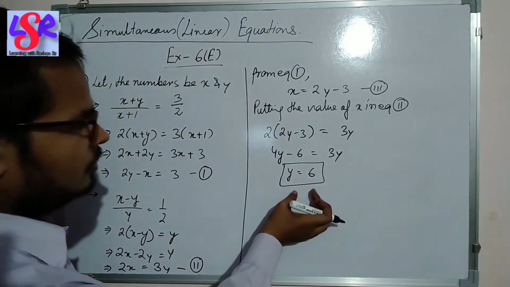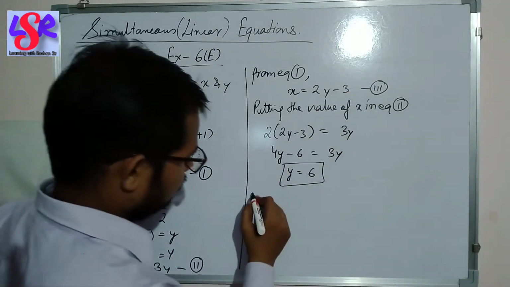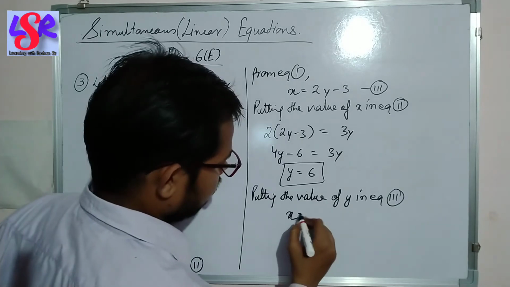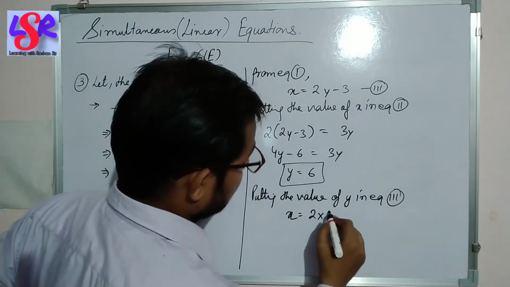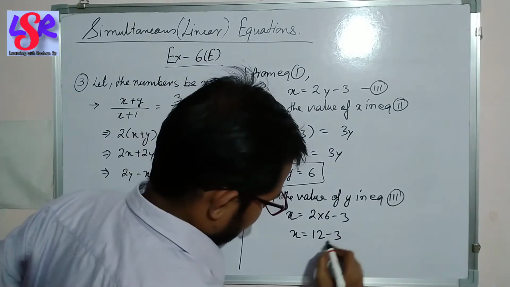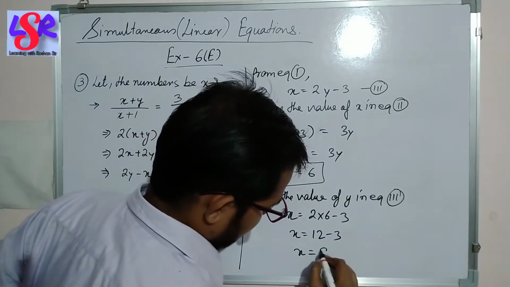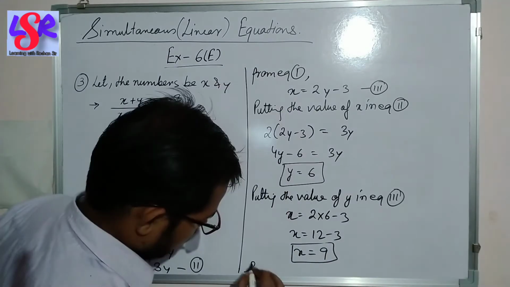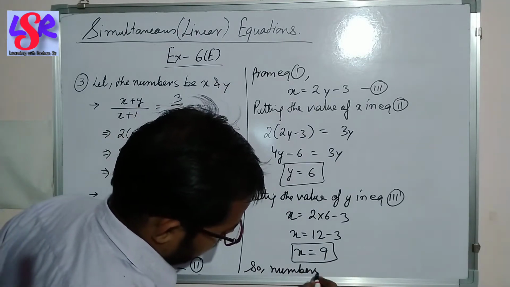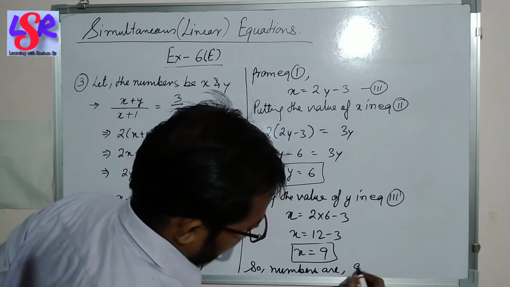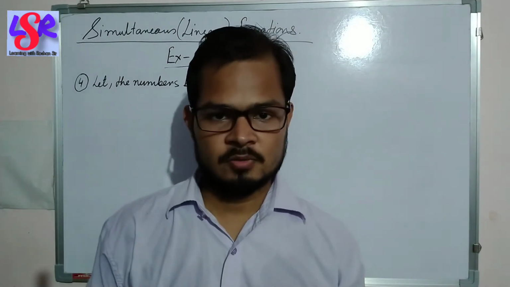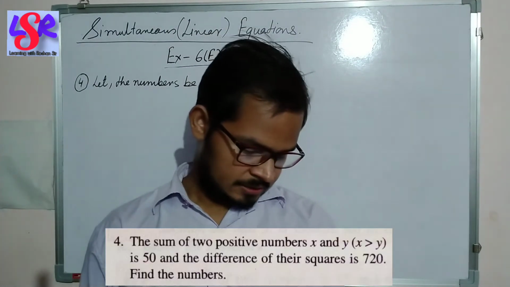Now put the value of y in equation number 3. So putting the value of y in equation number 3, we get x equals 2 into 6 minus 3, that is x equals 12 minus 3, so x equals 9. So numbers are 9 and 6. Now let's go with question number 4.